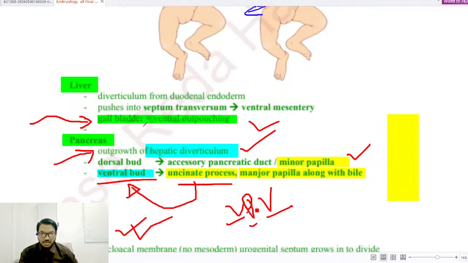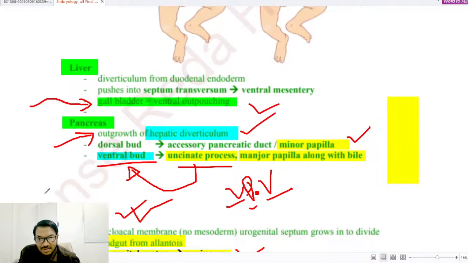Liver, pancreas. Here they have written it very briefly. Septum transversum, ventral mesentery, gallbladder, ventral outpouching. Pancreas, an outgrowth of the hepatic diverticulum. It has two buds, ventral bud and dorsal bud. B for B and D for D, I said. Dorsal bud, minor papilla; ventral bud, major papilla and uncinate process.